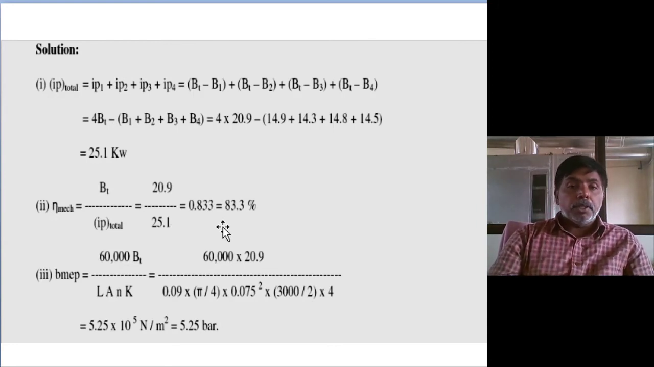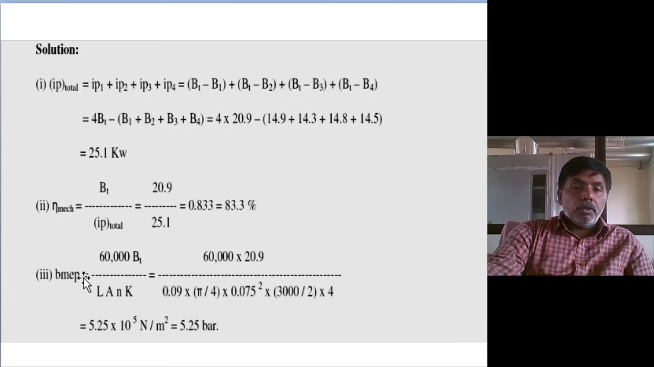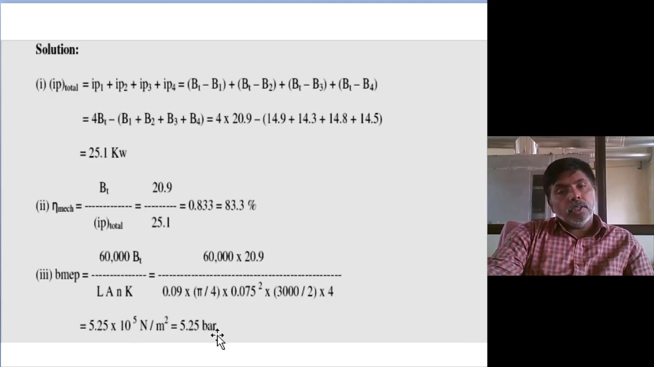Next, brake mean effective pressure. So brake power equals plan: brake mean effective pressure, length of the stroke, area of the cylinder, number of power strokes and number of cylinders. Then you substitute in the same equation, and you will get the brake mean effective pressure as 5.25 bar. That is 5.25 into 10 power 5 Newton per meter square. 10 power 5 Newton per meter square equals 1 bar, and 1 bar equals 100 kilopascals.